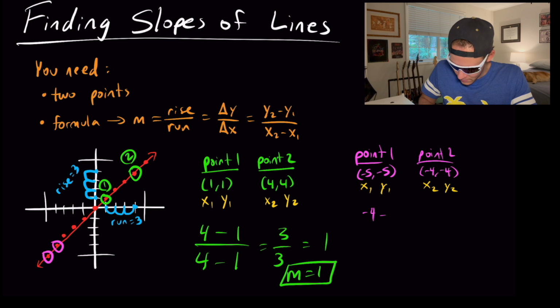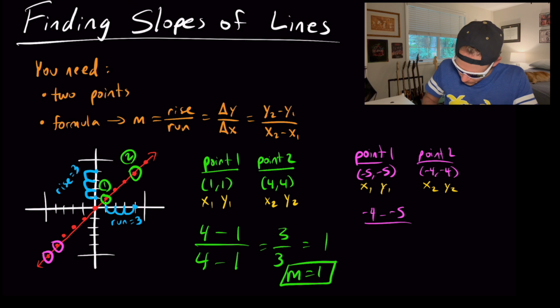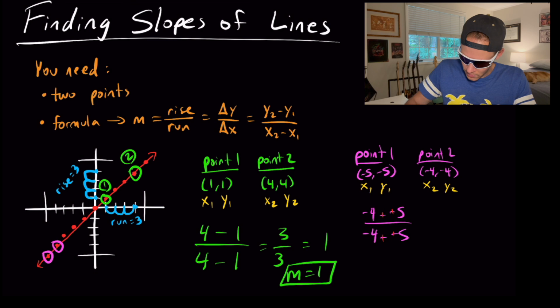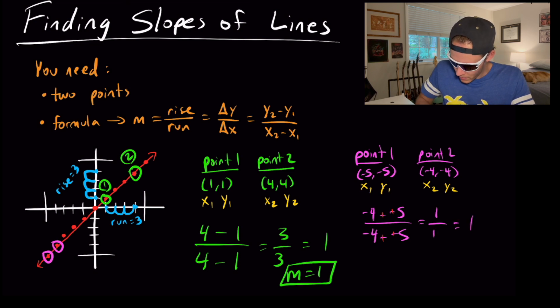Y2 minus, and then what's y1? Well, it's -5. So we're going to have -4 minus -5, all divided by x2, which is -4, minus x1, which happens to be -5 again. Remember that if you have minus a minus, or 2 negative signs next to each other, actually all we do is we just change those to plus signs, and you add the 2 together, so you get -4 plus 5, which is 1 over -4 plus 5, also 1. 1 divided by 1 is 1, so again, our slope is 1.